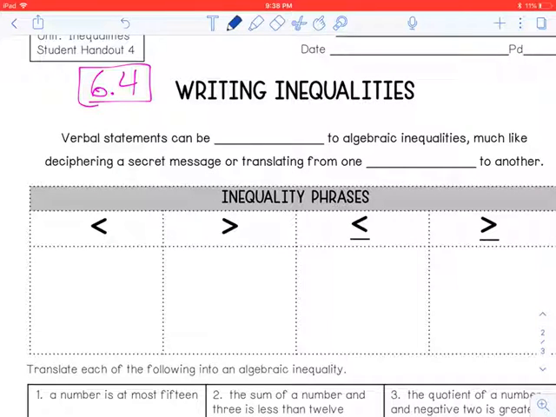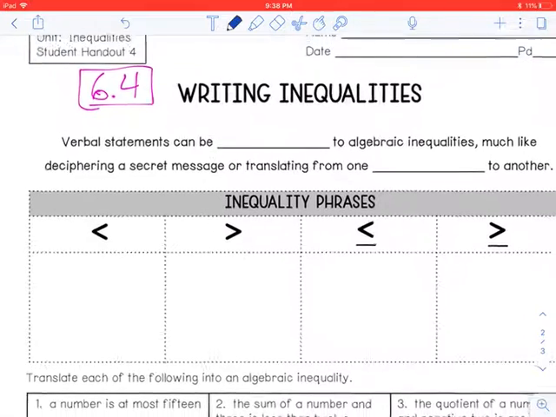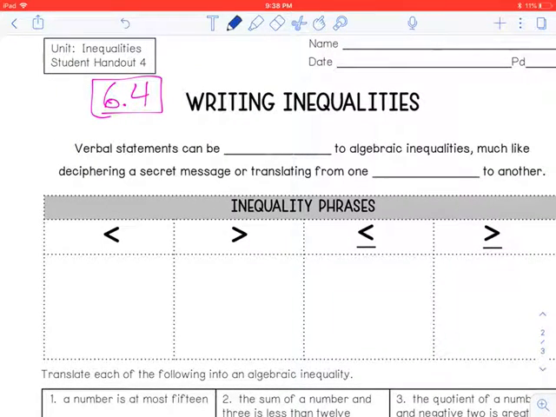When we have inequalities, verbal statements can be translated. This is something we've done with equations. Verbal statements can be translated to algebraic inequalities, much like deciphering a secret message or translating from one language to another.